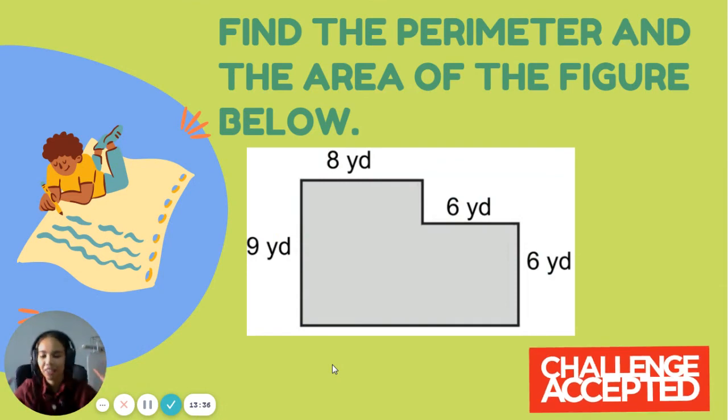Okay, I have a bit of a challenge for you. Please find the perimeter and the area of this figure below. So this one is exactly the same shape, but it's inverted, it's upside down, so it's not exactly the same. But here we go. Copy this down, try to get the answer.